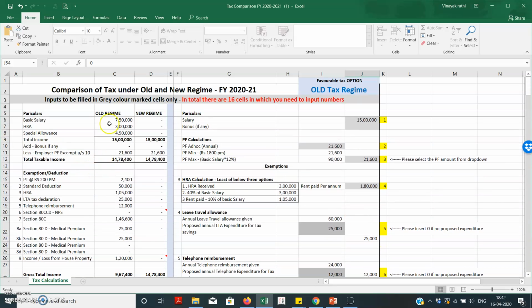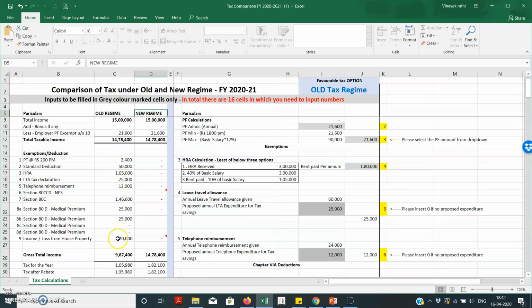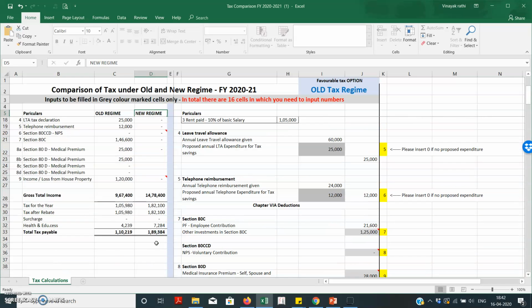Let us look at the calculation here under the old tax regime and under the new tax regime. The gross total income, taxable income. Under the old tax regime, we get all the exemptions and deductions. However, we do not get the same under the new tax regime. So as per the new tax regime, the tax turns out to be 1,89,000. As per the old tax regime, it turns out to be 1,10,000. Hence, the favorable option is the old tax regime.